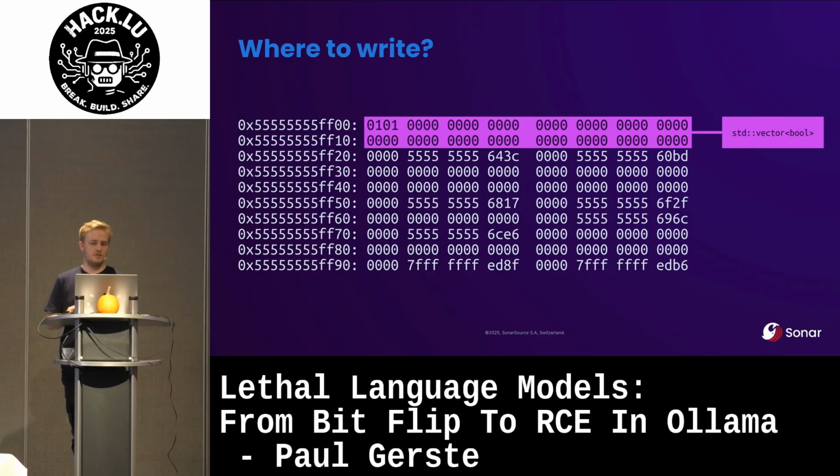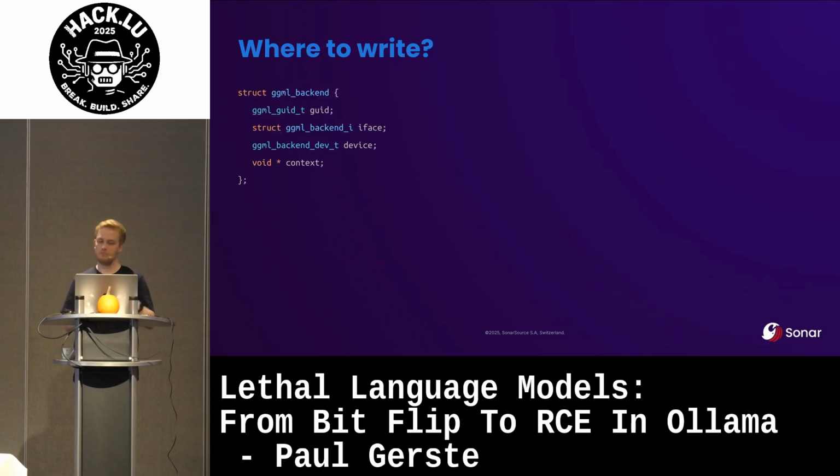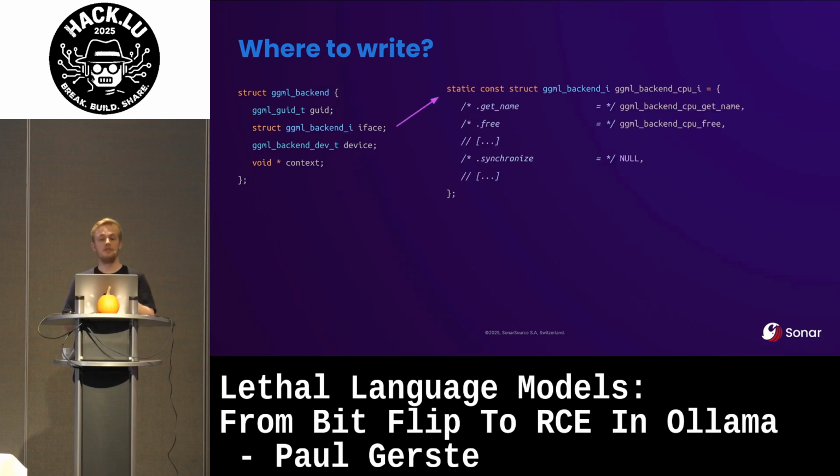So now the question is, we know how to write, but where do we want to write? And so I just inspected the heap a bit and looked around what interesting structs there are. And there was the GGML backend struct. And this was interesting because it holds some values, but also includes another struct, an interface struct. And this includes a bunch of function pointers. And even more interestingly, some of them were null, which means this is all 0 memory. So at this field of the struct, we could create an arbitrary pointer.